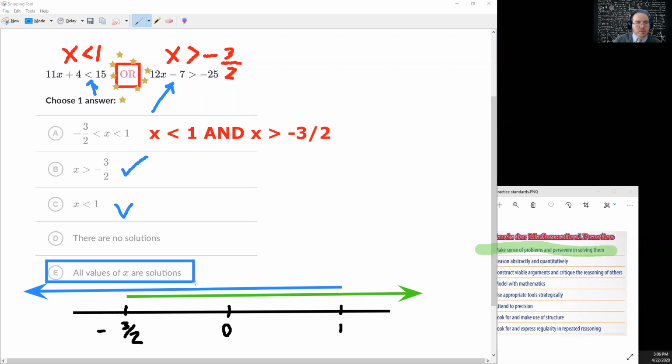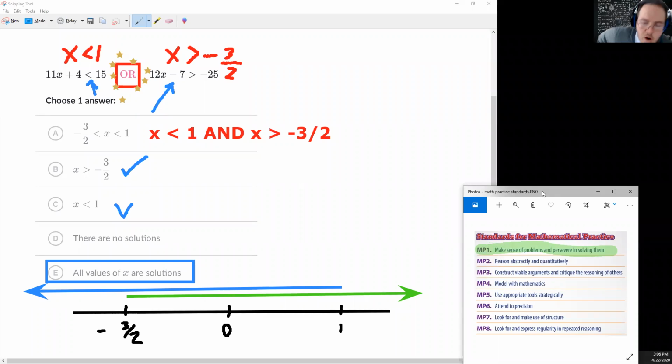Yeah, that one little word really changed it. Glad I reviewed that word. It's strange that the word "and" and the word "or" are big vocab words for math, but they are.